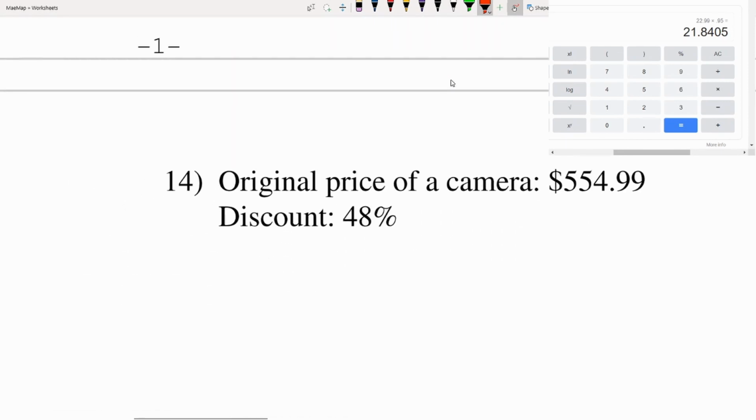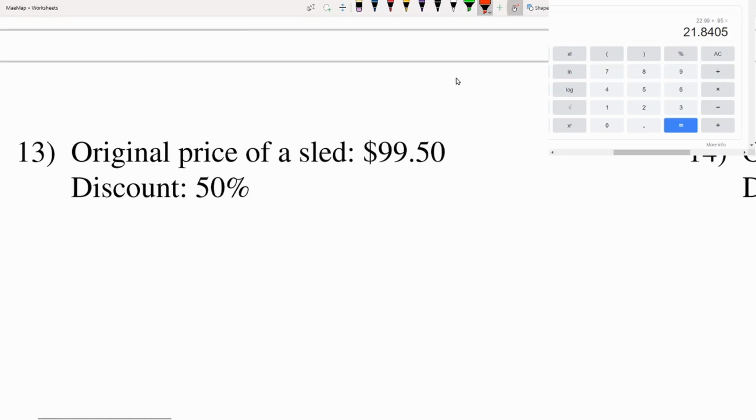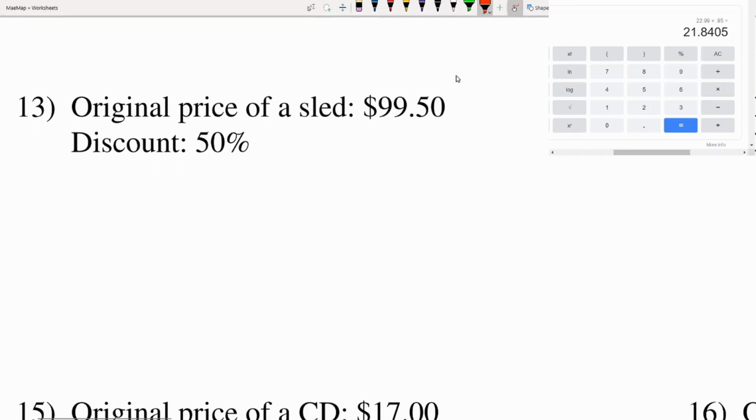Let's move on to the second page, continuing with discounts. If we have the original price of a sled at $99.50, now we're discounting it by 50%, that's going to be half that amount. So just kind of looking at this, I should expect my purchase price to be around $50. And that's because if I rounded $99.50 to $100 and then decrease that by 50%, I'd be at $50.